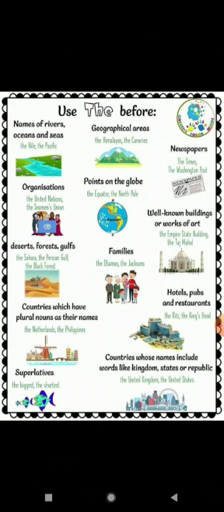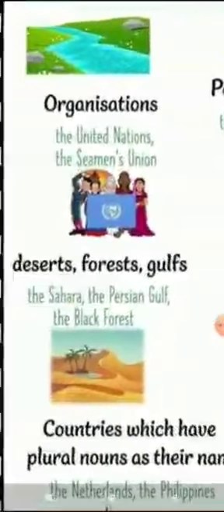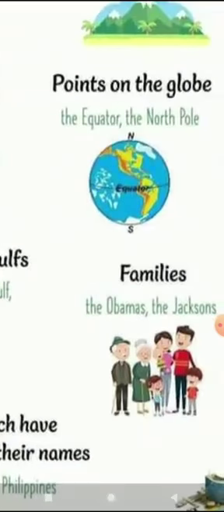Next, the is used before the names of newspapers. The names of newspapers usually have the: the Times, the Washington Post, the Hindu, the Indian Express, the Deccan Chronicle. So before the name of a newspaper, we have to use the definite article the. Next, we use the before organizations. Example, the United Nations, the Soviet Union. Next, it is used before some points on the globe, the equator, the North Pole.